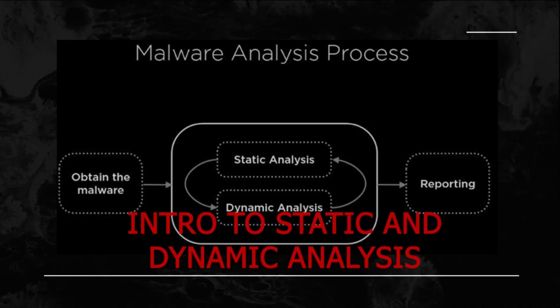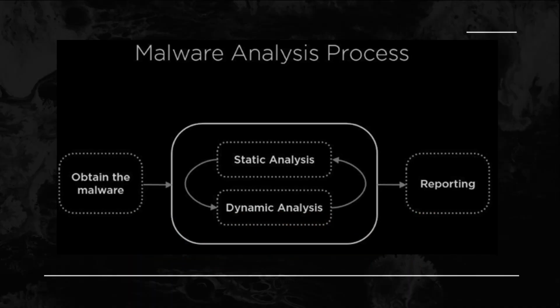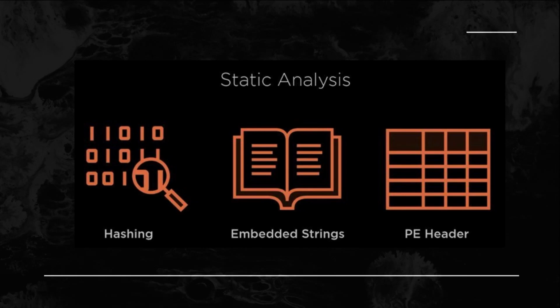Malware analysis is the process of understanding the behavior and the purpose of any suspicious file or URL. This process is divided into two primary approaches: static analysis and dynamic analysis. Static analysis involves examining the code and the structure of a malware sample without executing it. The goal is to gather information about the malware, such as its functionality, the data it manipulates, and its intended targets. The key concepts in static analysis are hashing, embedded strings, and PE header.